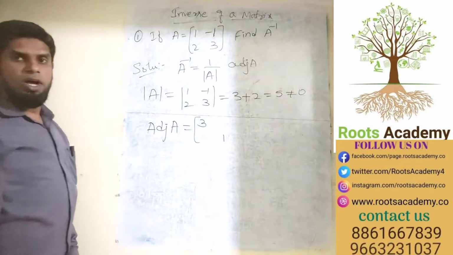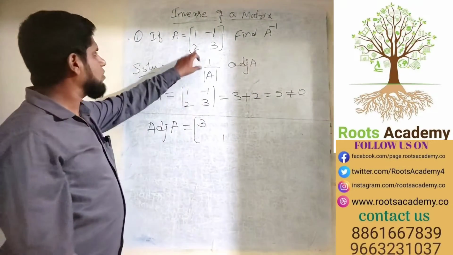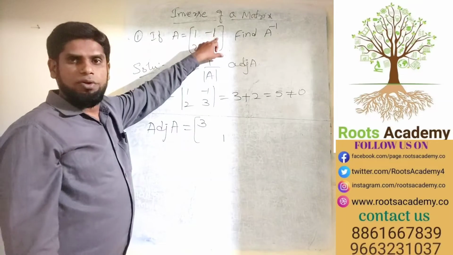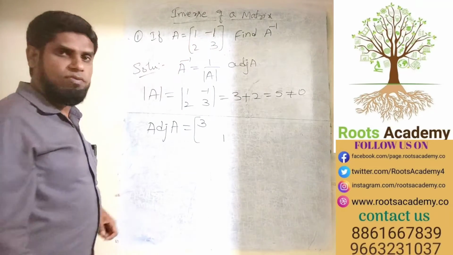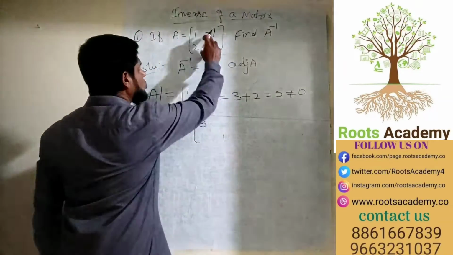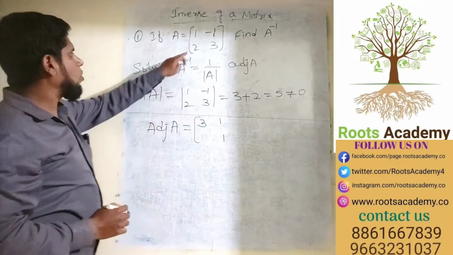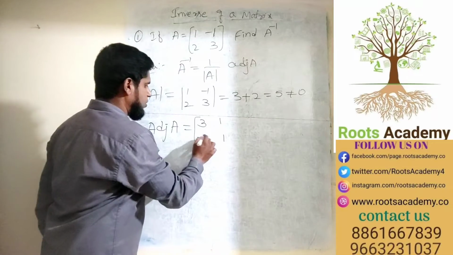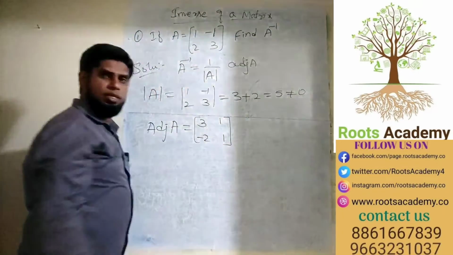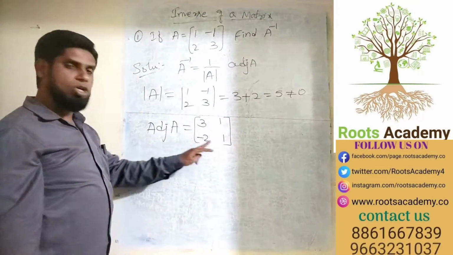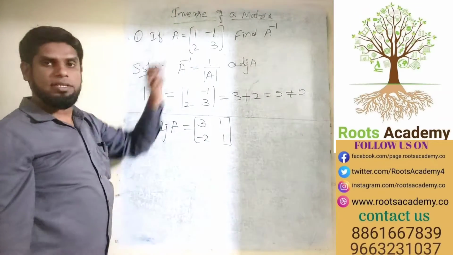Okay. After that, I should change the sign of the other 2 elements. So I have negative 1, so I will write positive 1. I have positive 2, I should write negative 2. So student, this is the direct adjoint of the given matrix.